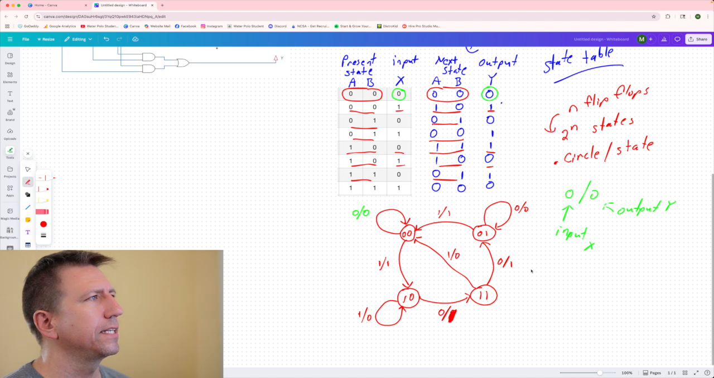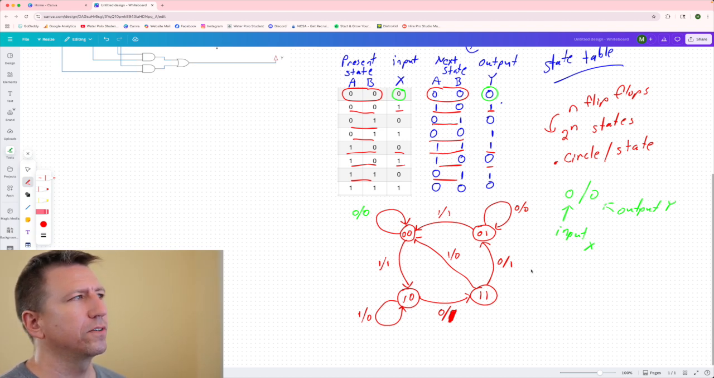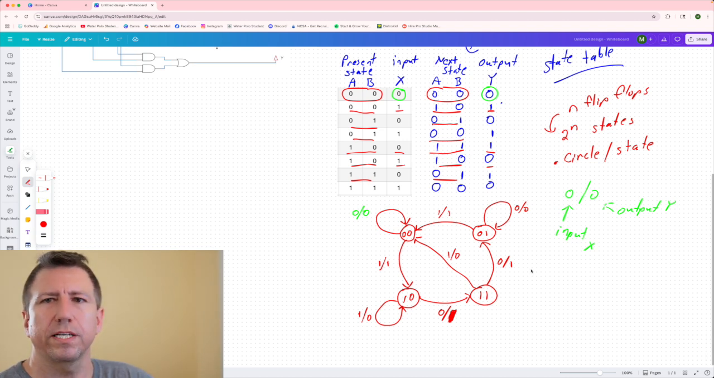So we've looked at the state equations, we've looked at the state table, now we've looked at the state diagram, and you're on your way to being a sequential circuit analyst by looking at these yourself. Next time we'll look at how we do some design, and maybe we'll throw a JK flip-flop in there and show you that it can be a little bit more difficult, which I'm sure you're looking forward to.